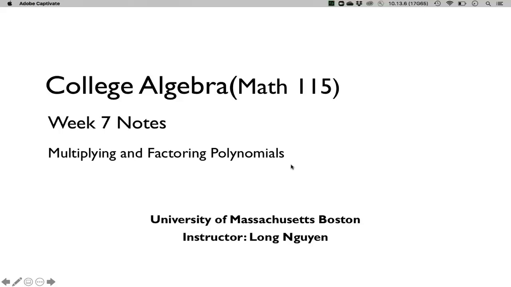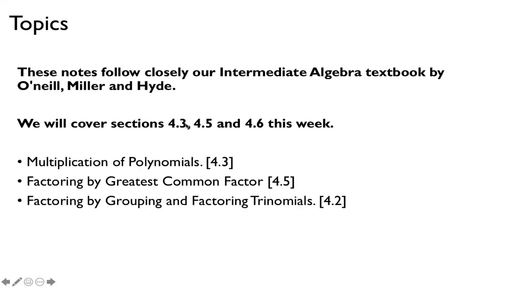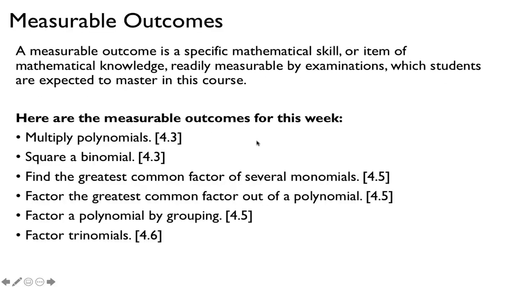This is week 7. We'll talk about how to multiply and factor polynomials. We'll cover 4.3, 4.5, and 4.6. And here is the list of measurable outcomes.